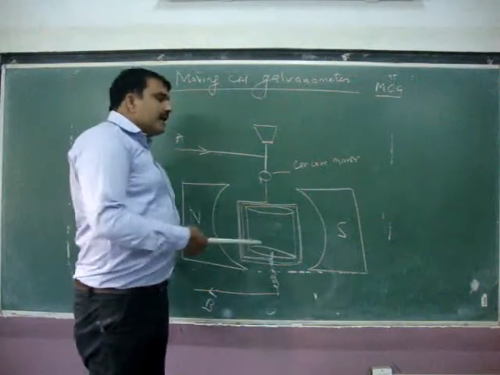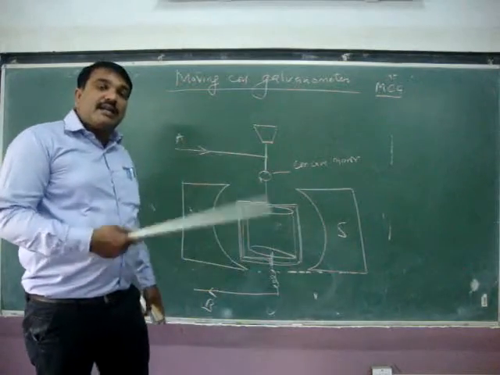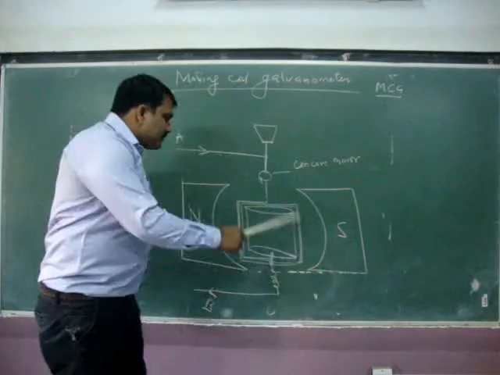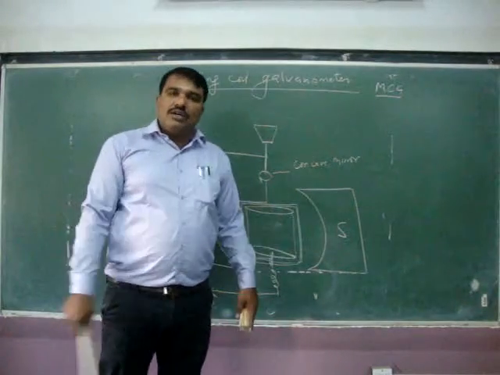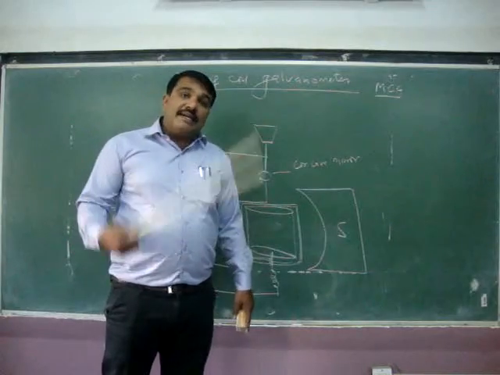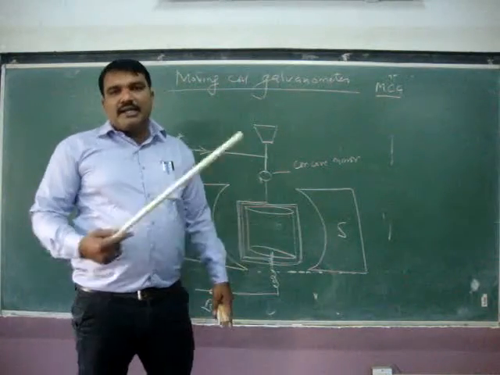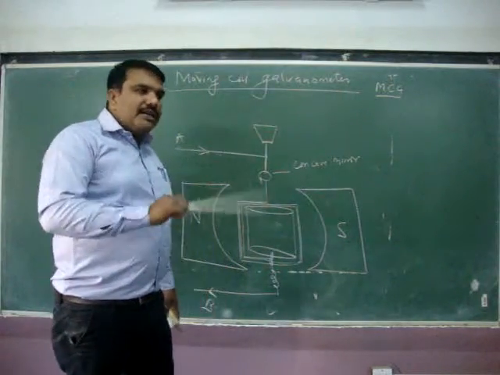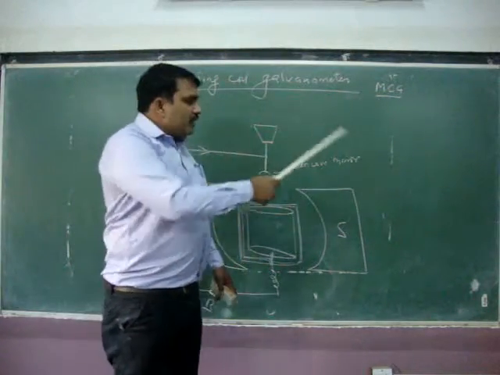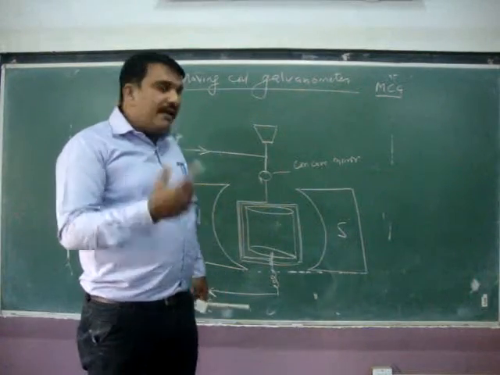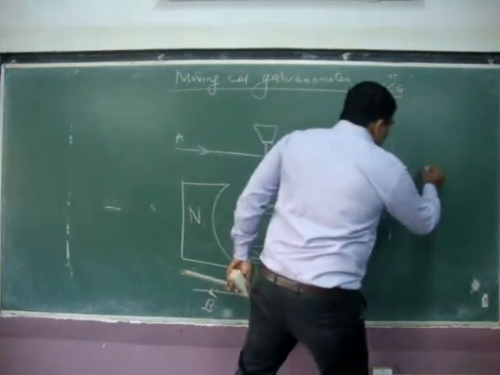So this coil, as we have already studied, a current carrying coil placed in a magnetic field experiences a torque. So this coil will experience a torque and it will start rotating. And when this coil starts rotating, if we attach a needle to this coil, that needle will also rotate, and we can have a scale there, and that needle will move on the scale. So we can draw another diagram here to show how the needle moves.